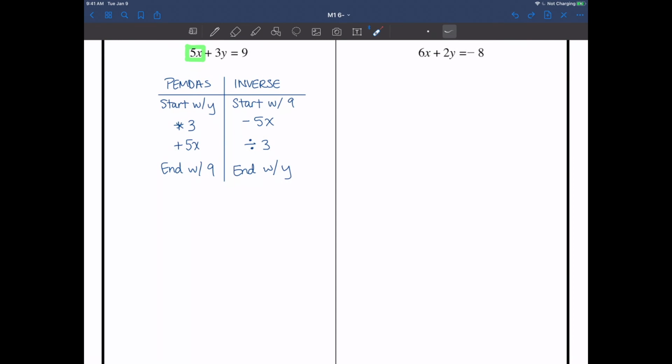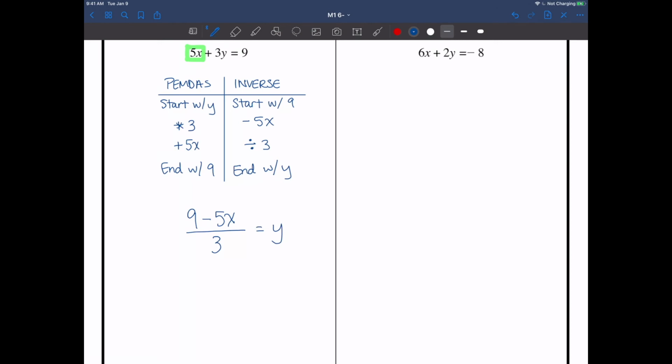So remember, this side tells us what we need to do algebraically. Since you've already written out the steps, let's actually write what we need to. We're going to start with 9. We're going to subtract 5x. We're going to divide that whole thing by 3, and we're going to end with y. So look, we got y by itself.